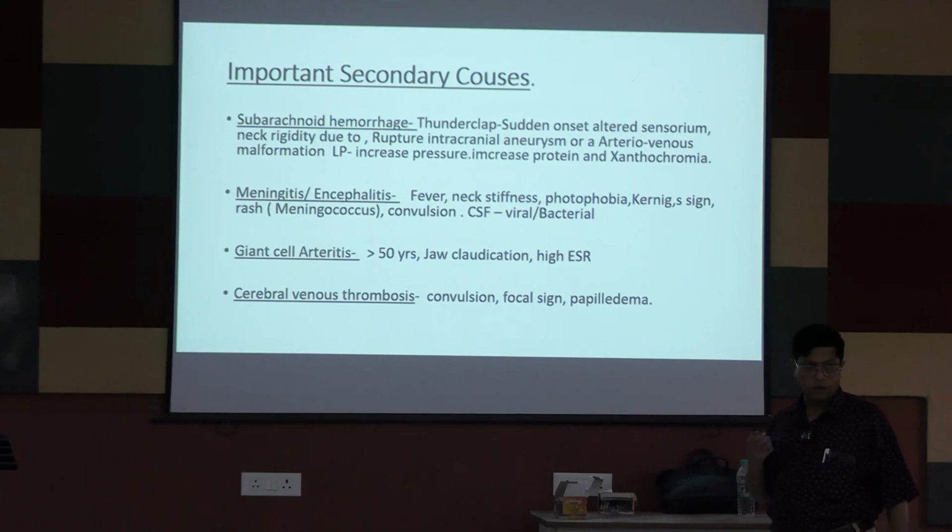This CSF fluid xanthochromia. Xanthochromia is the altered color of the CSF due to the alteration of the hemoglobin inside the CSF. So some color, as you know, that bilirubin breaks up, causes jaundice, yellow color. Like that, some color comes to the CSF from the breaking down of this blood, and this is called xanthochromia. That is very important for the diagnosis of subarachnoid hemorrhage.